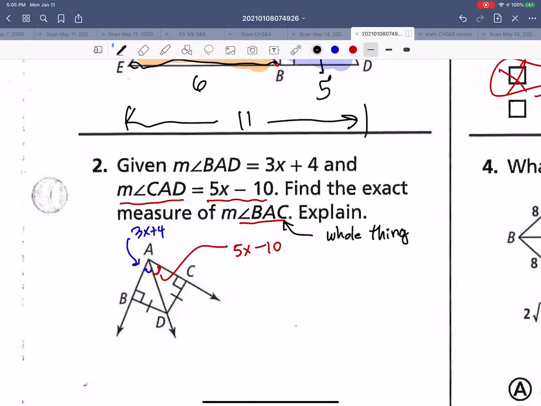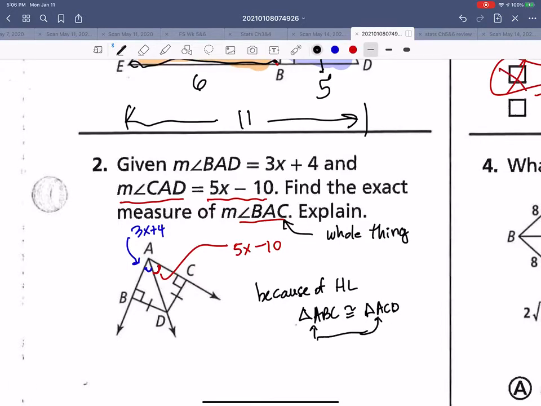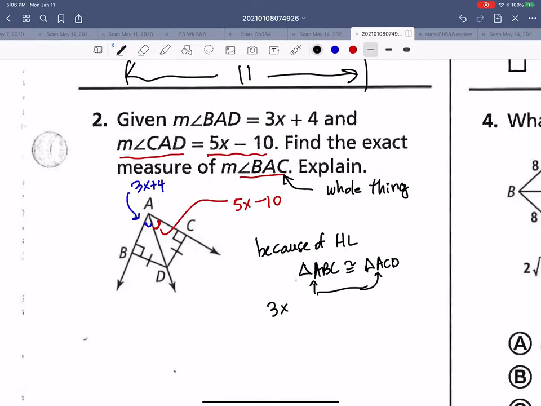So if I know the blue one and I know the red one, I can add them together. Now, are they the same? I put one arc mark, but that was a little dangerous. I should figure out if they're the same. But if I look at my evidence, they both share a right angle, they both share a side, and they both share this side in the middle. And so that is hypotenuse leg. So because of HL, I can say that triangle ABC is congruent to triangle ACD. And because of that, this angle here at A has to match that angle here at A. They're in the same position. So I can set these equal to each other to solve.